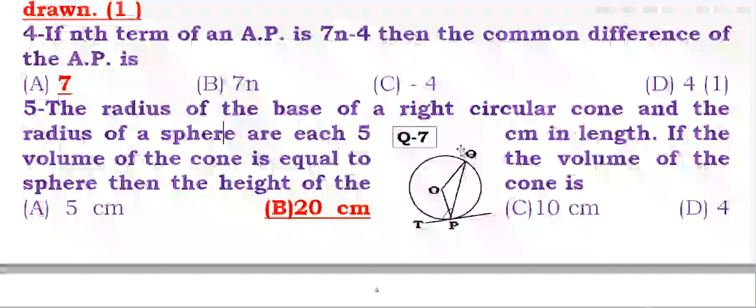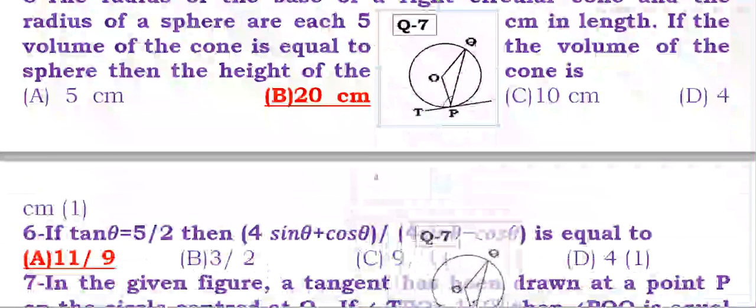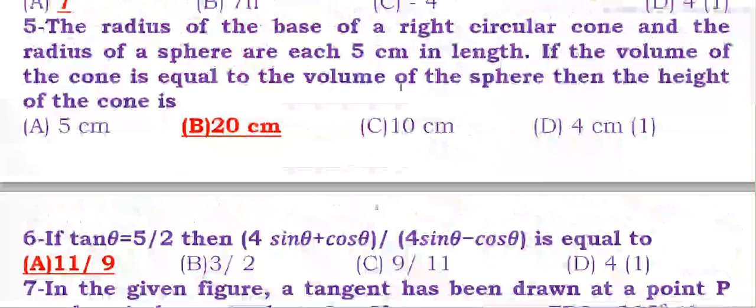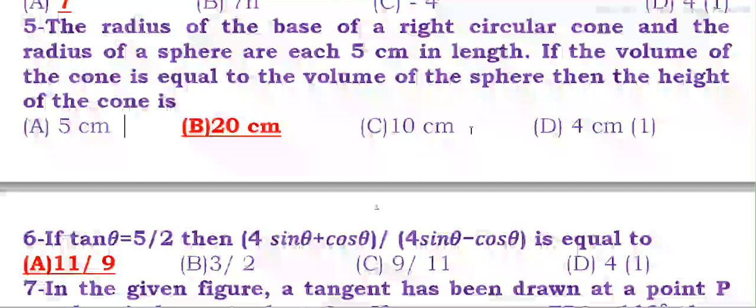The radius of the base of a right circular cone and the radius of a sphere are 5 centimeters in length. If the volume of the cone is equal to the volume of the sphere, we know that the volume of the cone is 1 by 3 pi r square h, and the volume of the sphere is 4 by 3 pi r cube. So if the volumes are equal, then the height h will be 4r, that is 20.